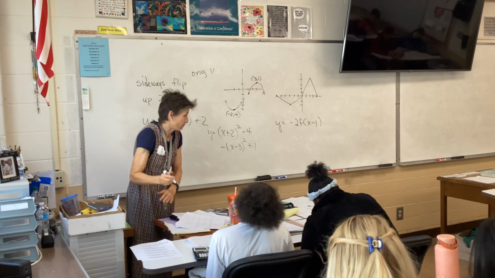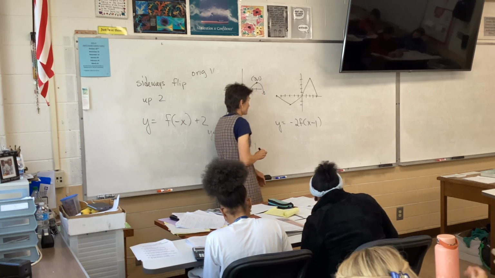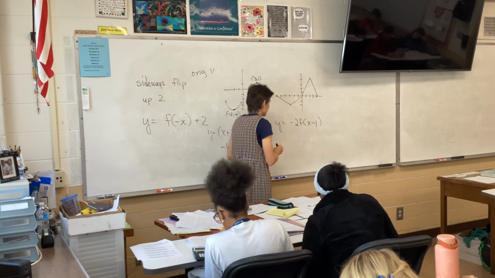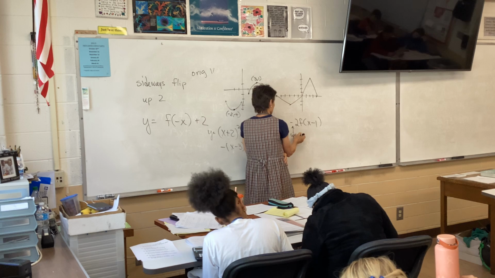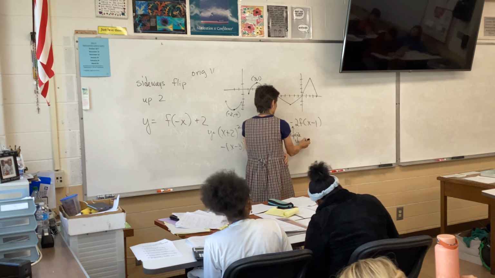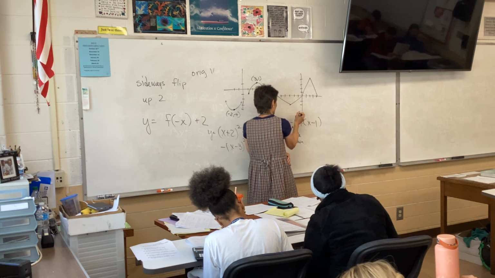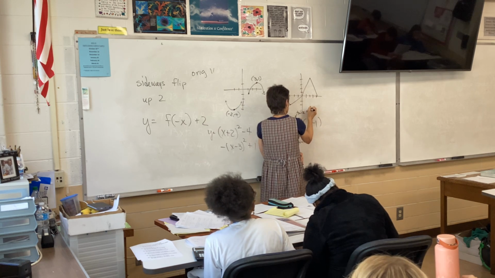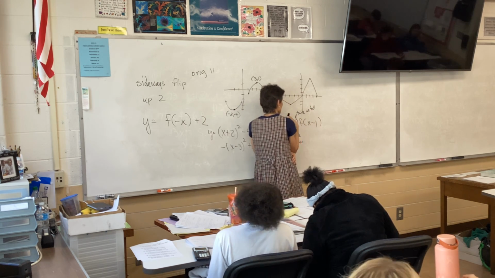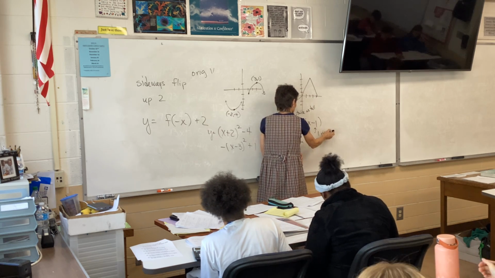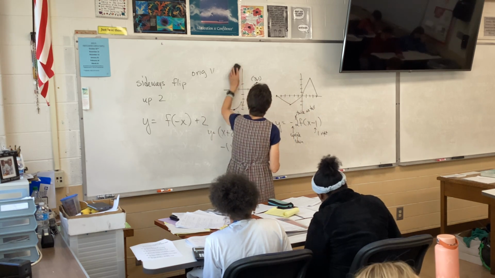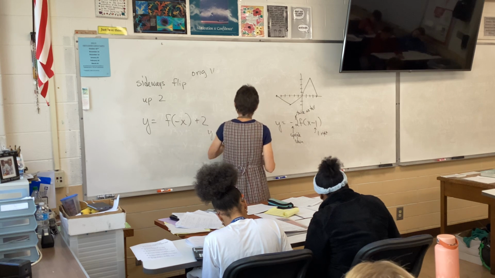All right. Okay, so what all's happening? Let's make a list here. What's this doing? Upside down. What's this doing? Twice as tall. Multiplies height by 2. And what's this doing? 1 to the right.